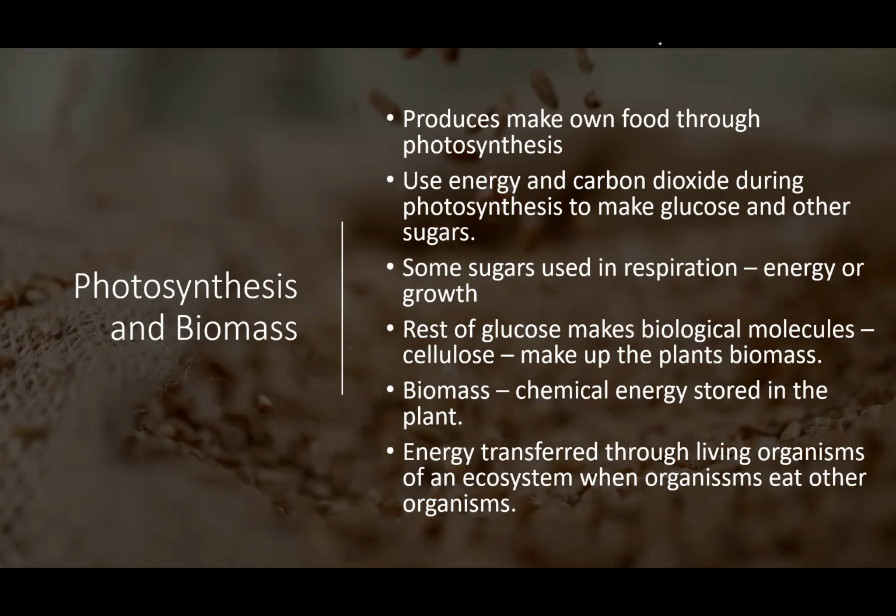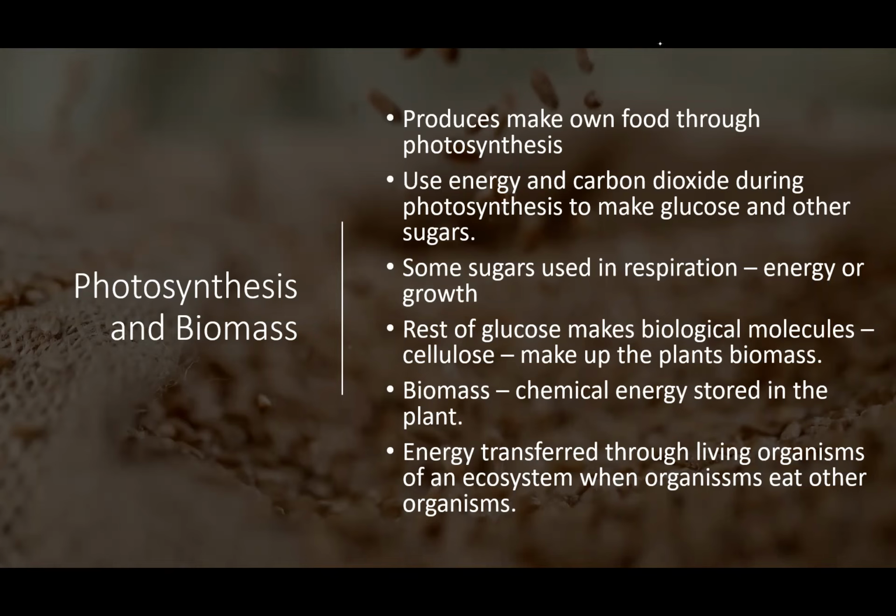During photosynthesis, what these plants and algae do is they use energy, which comes from the sunlight, and carbon dioxide, which they get from the atmosphere in land-based ecosystems, or they get it dissolved in water in aquatic ecosystems, and they use this energy and carbon dioxide to make glucose and other sugars. So they're going through photosynthesis here. Some of those sugars that are produced whilst the plant's going through photosynthesis are used in respiration, as a release of energy for growth for the plants.